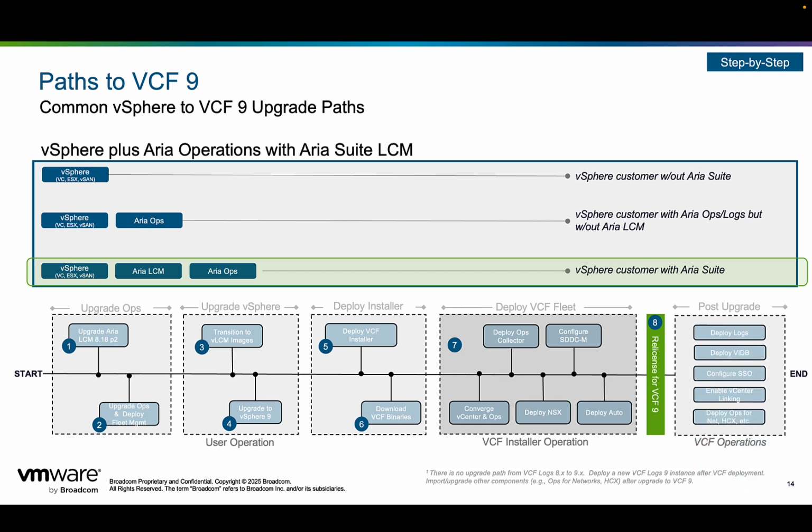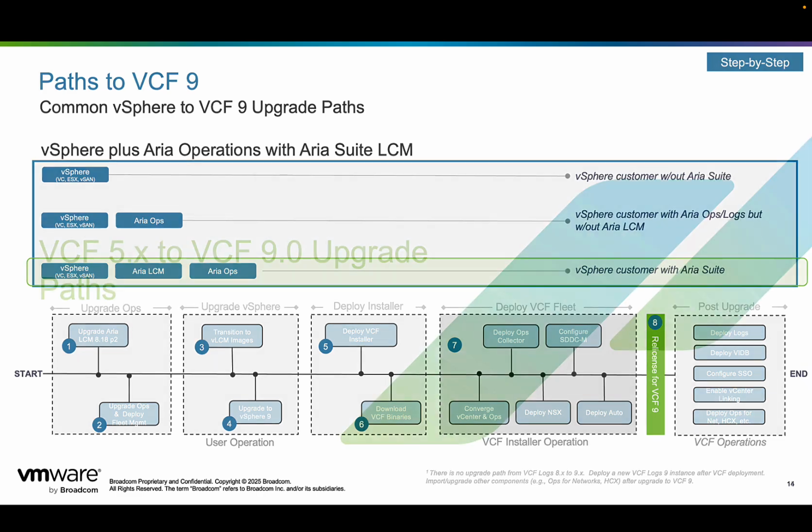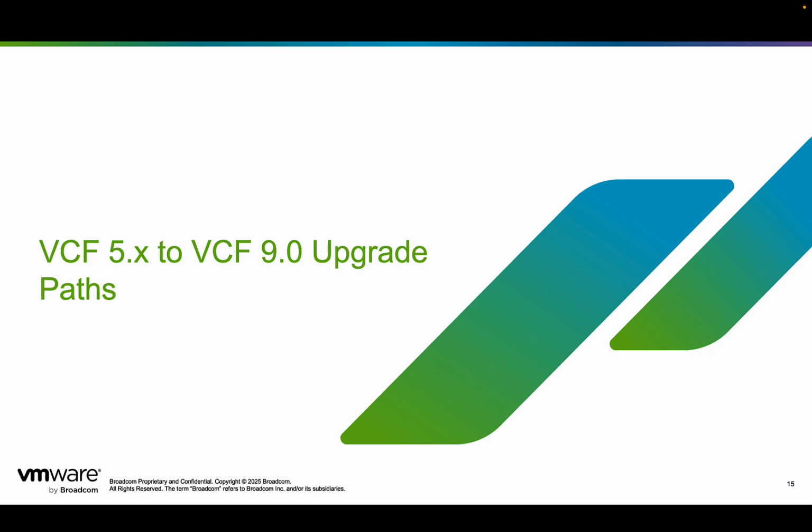upgrade is done and we can move on to the post-upgrade activities to include deploying an instance of VCF logs, an external vSphere identity broker, configuring VCF SSO, enabling vCenter linking, deploying operations for networks, ACX, or other components. In this example, I will provide an overview on how to upgrade from VCF 5.x to VCF 9.0.